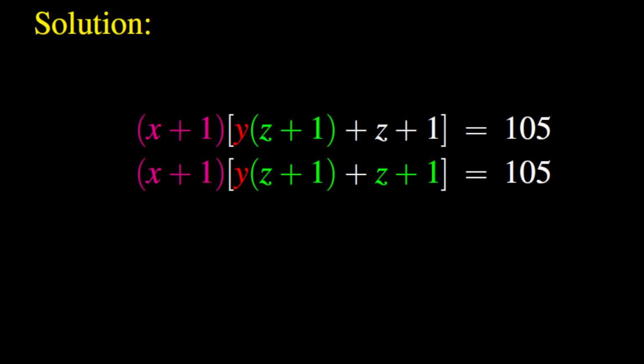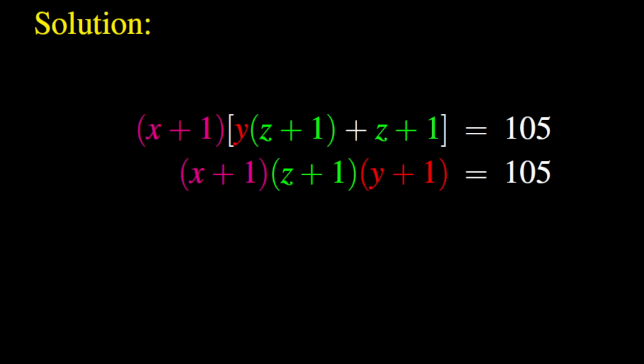After rearranging everything, it turns out that z plus 1 is also a common factor of the expression y times z plus 1, plus z plus 1. Thus, we go ahead and factor z plus 1 out. In sum, our left-hand side expression is now fully factorized as x plus 1, times z plus 1, times y plus 1. And the right-hand side is 105.